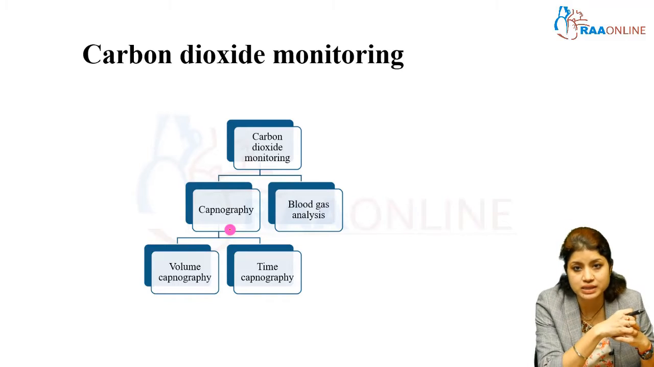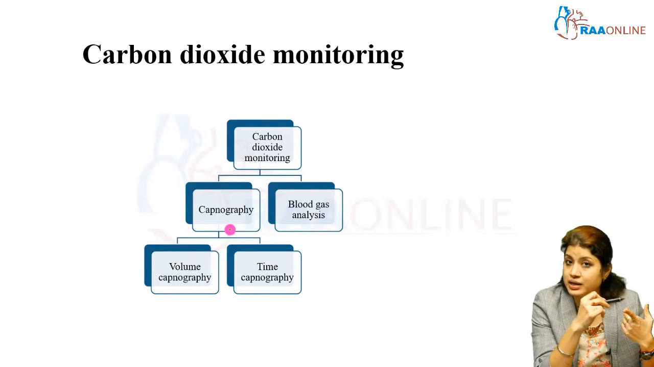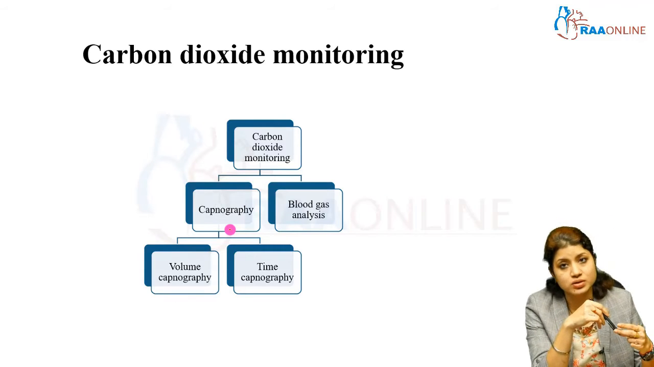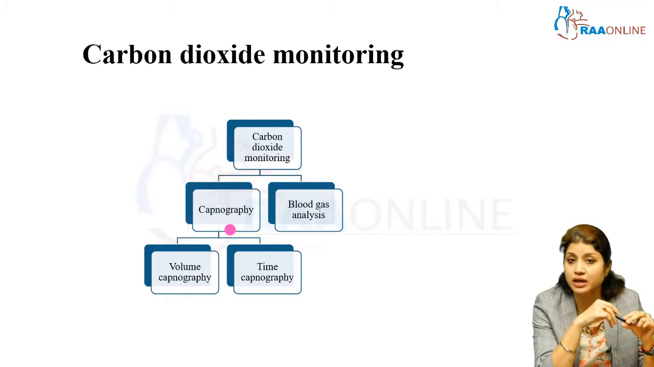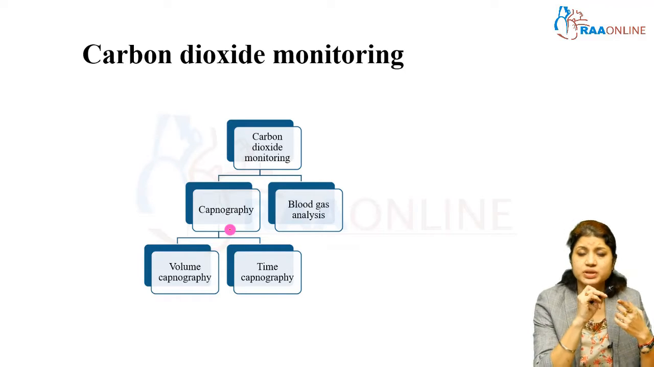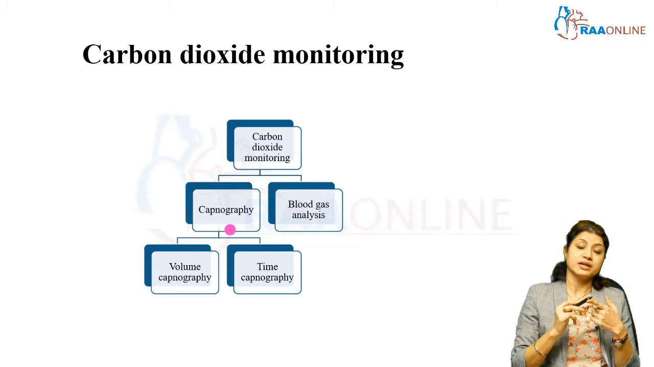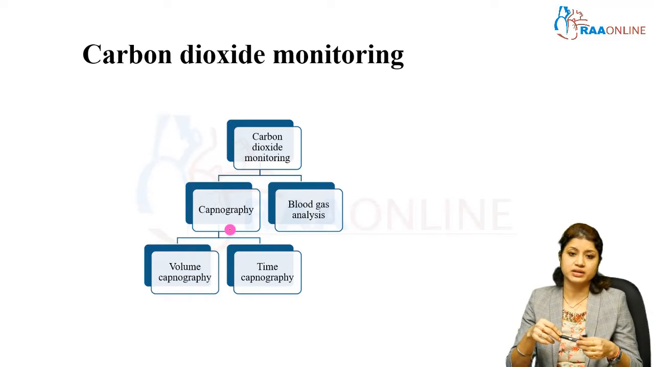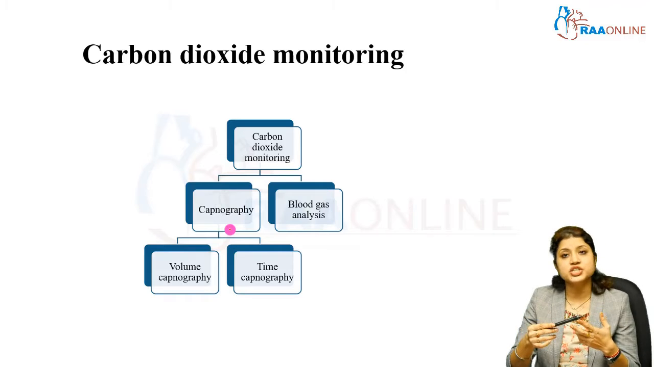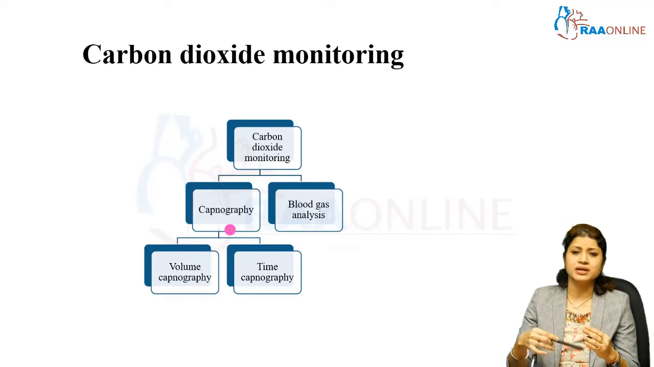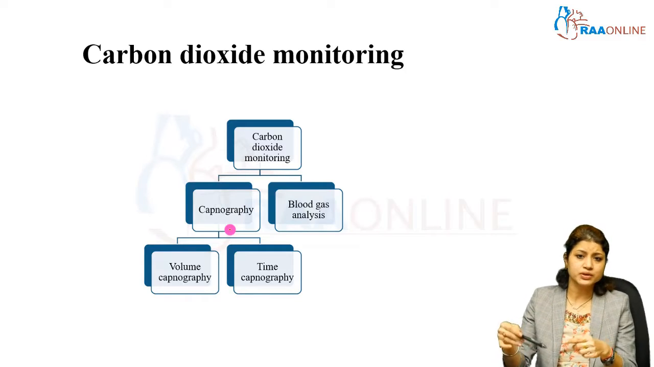Next we go towards carbon dioxide monitoring. As important as it is to determine oxygenation, it is equally important to determine carbon dioxide, because we do encounter a lot of patients with type 2 respiratory failure. In fact, more of type 2 respiratory failure than type 1, because we have a lot of COPD acute exacerbations, bronchial asthma, pneumonias coming, wherein they first land into type 2 and then go into type 1 failure.